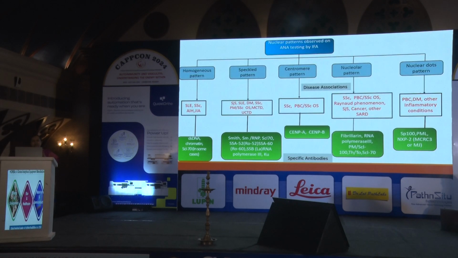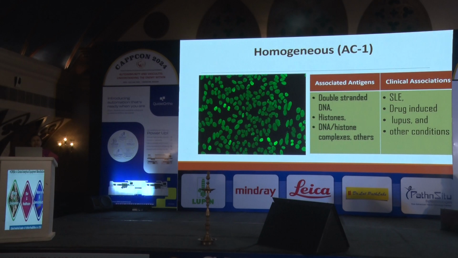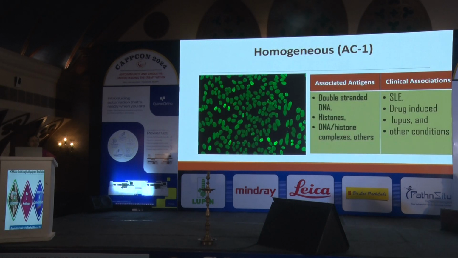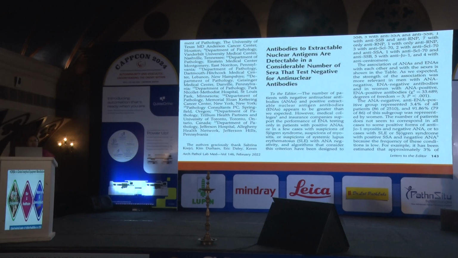So suppose there is a high clinical suspicion, then we order the ANA, and these are the most common positive patterns with the associated specific disease and the specific antibodies. These are some of the clinical pictures which we get. I will not go into details of this. Cytoplasmic, I have already discussed.